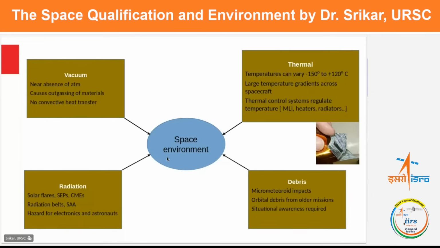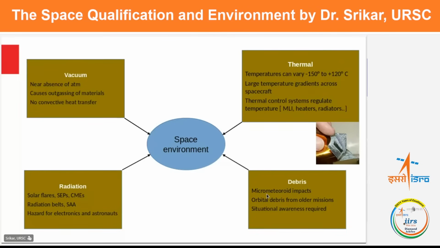So the third part is something that we have already talked about in detail, the radiation itself. It entails not just the electromagnetic radiation coming from the sun, but all these transients that we have talked about. And even if there is nothing coming from the sun, there are these radiation belts, the South Atlantic anomaly, which are a hazard not just for the electronics, but also for astronauts, which is basically human activity in space.